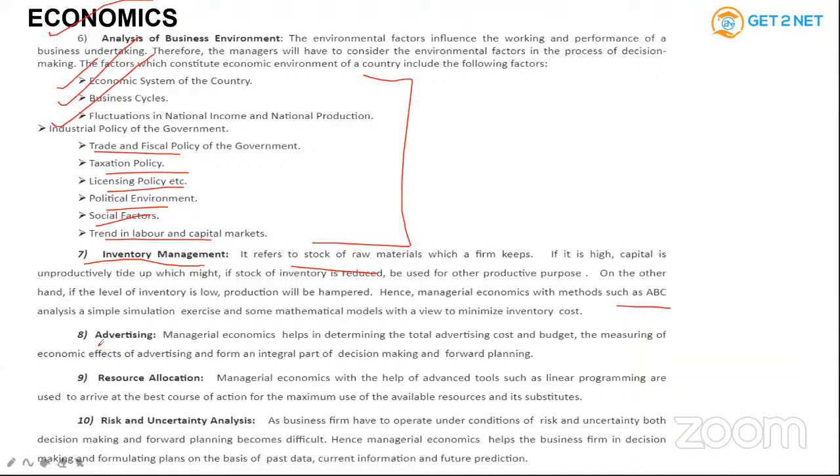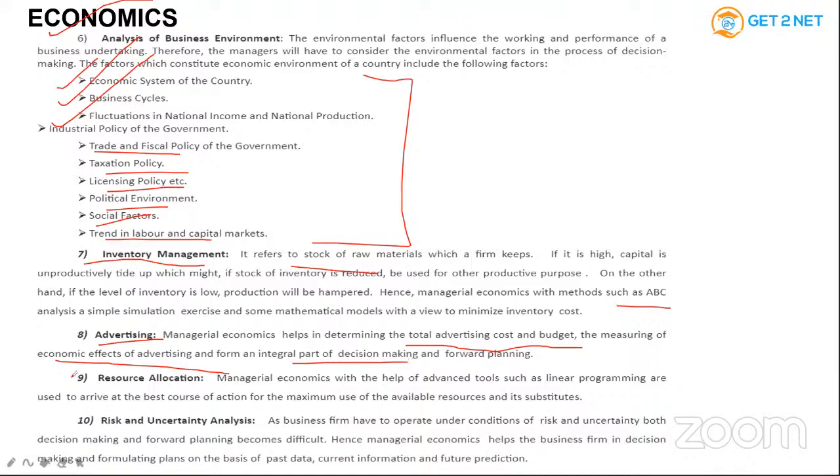Advertising also comes under the scope of managerial economics or business economics. Here, managerial economics helps in determining the total advertising cost and budget, measuring the economic effects of advertising, and obviously forming an integral part of decision making and forward planning. So these are the technical inputs from the advertising side to managerial economics.